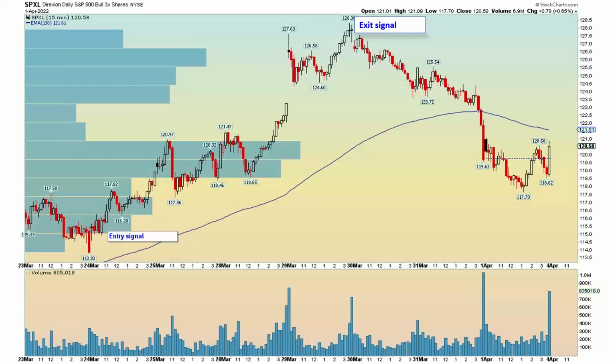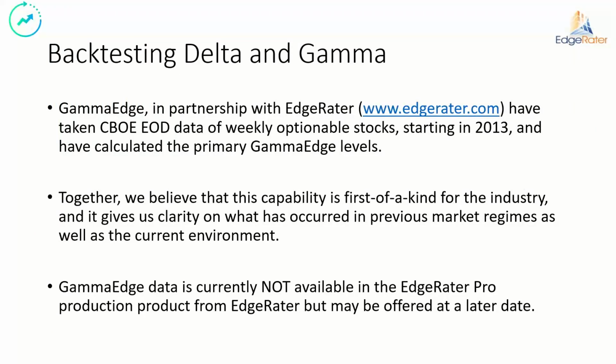Right. Well, thanks, Mike. So I think one of the key things here to show the edge, we use a new capability. We're working with a company called EdgeRater, and we have some software that we're helping, basically collaborating together to bring effectively what is the GammaEdge levels into a major historical database. I will note that right now GammaEdge data is not available in the EdgeRater Pro production product from them, but that may change in the future, and you might be able to get our data going forward, so you could do your own tests.